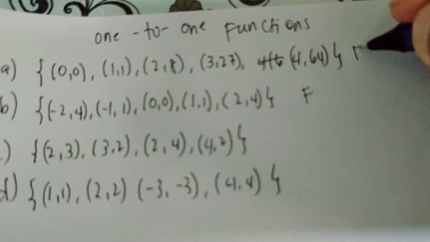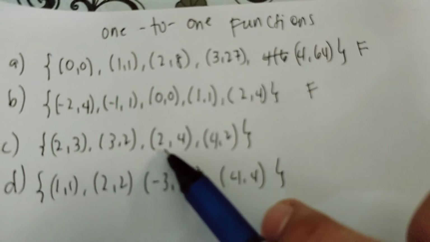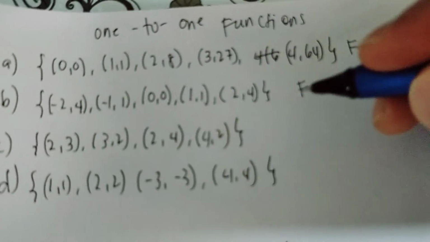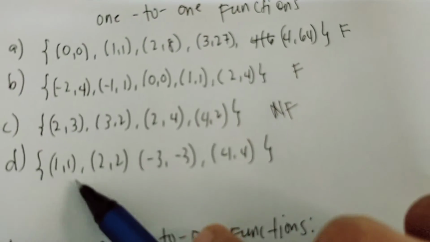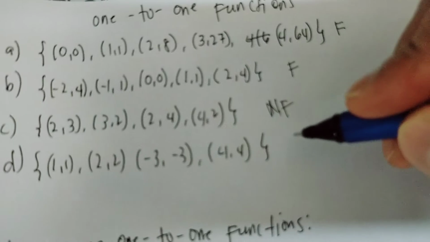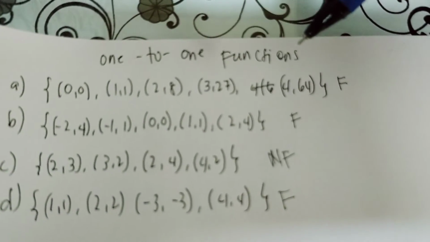So, function, function. And letter C, 2, 3, 3, 2. O, dito may naulit, 2 and 2. So, this is not a function. In letter D, 1, 1, 2, 2. Walang naulit. This is also a function. But when do we say that a function is a one-to-one function?